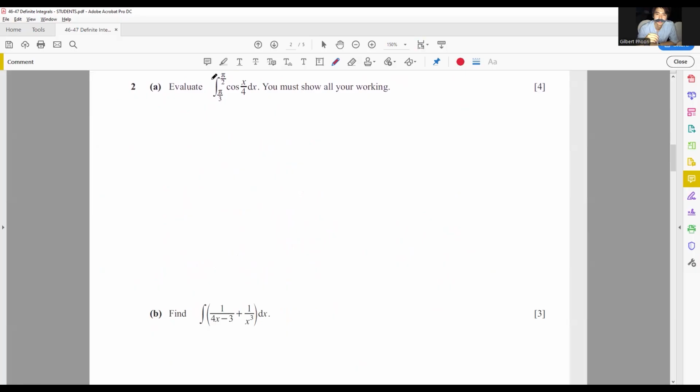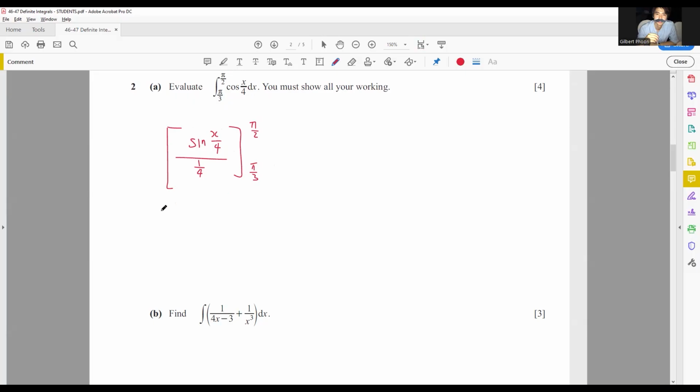In your next question, evaluate cos x over 4 between pi over 2 and pi over 3. You must show all your working. So first of all, integrating cos, you will get sine x over 4. Then what we're going to do is divide this by 1 over 4 again, right? And lastly, between the limits of pi over 2 and pi over 3.